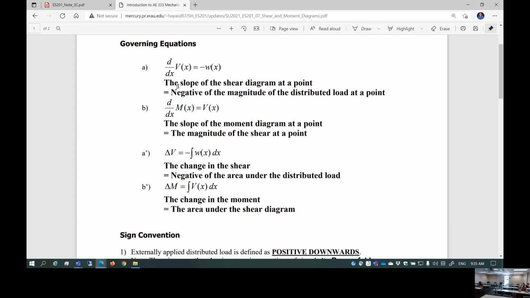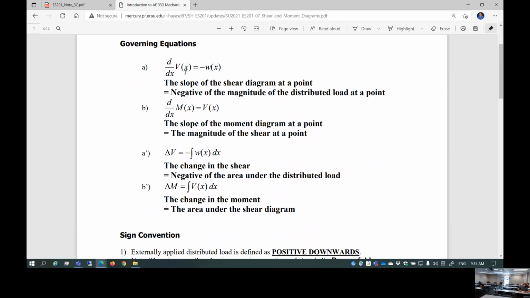Okay? So those two equations basically relate internally developed shear to the externally applied loading. If you apply distributed loading over the beam, it is going to affect the internal development of the shear. That's one thing. What do you mean? dV/dx literally means the slope of a shear diagram. In other words, how much shear changes, the slope of it. That's the differentiation of a certain property. dV/dx means, what's the slope of this changing function?